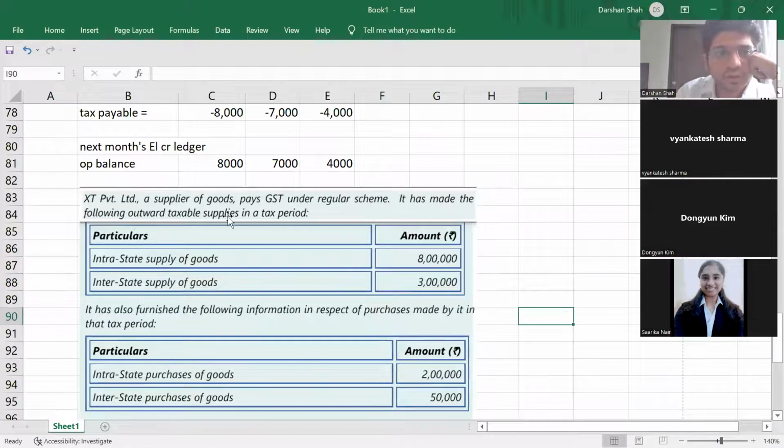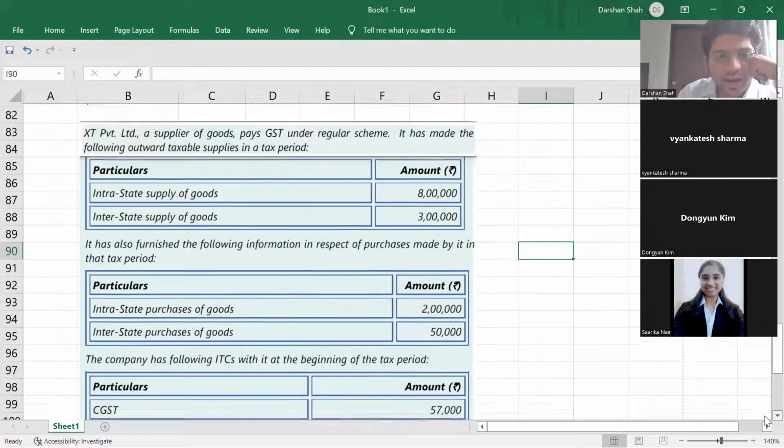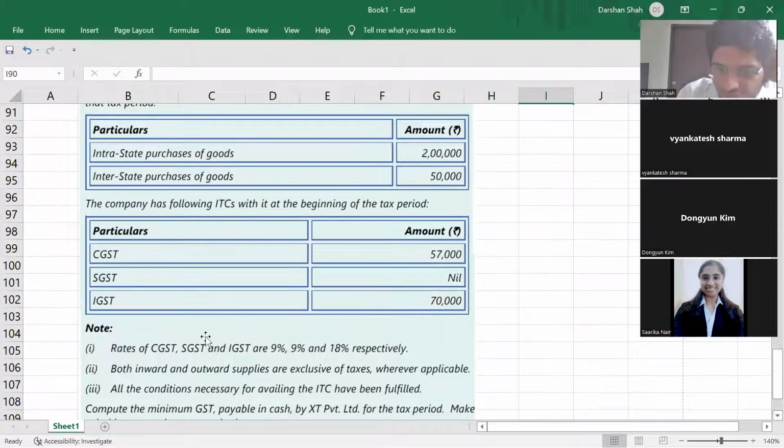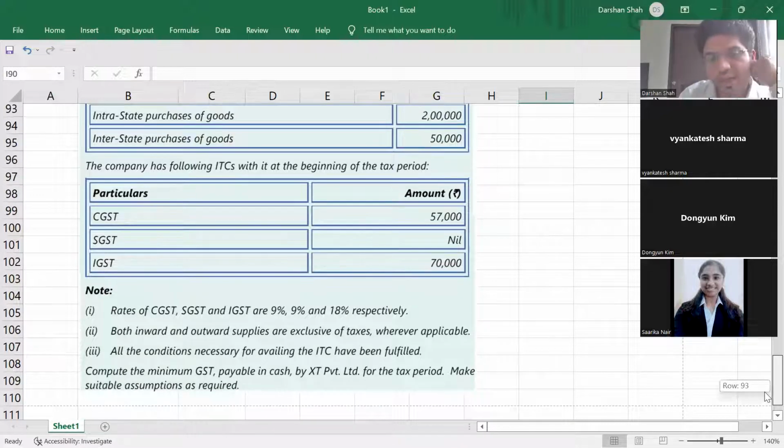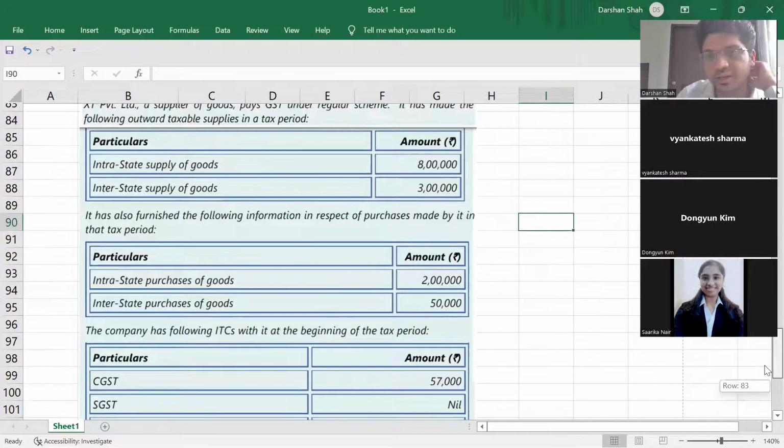Okay. So they have given this data and they have given the rates also. Rate of CGST, SGST and IGST are 9%, 9% and 18% respectively. Both inward and outward supplies are exclusive of taxes. All conditions necessary for availing ITC have been fulfilled. Compute minimum GST payable in cash for the tax period. Make suitable assumptions as required.